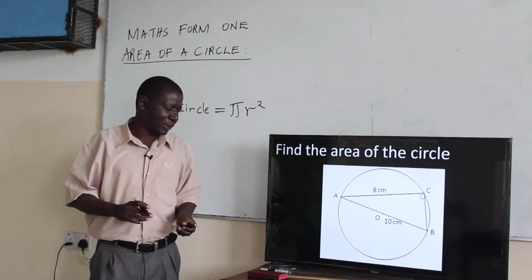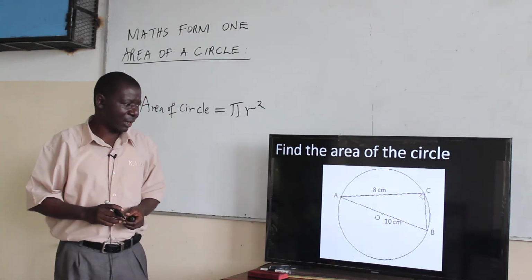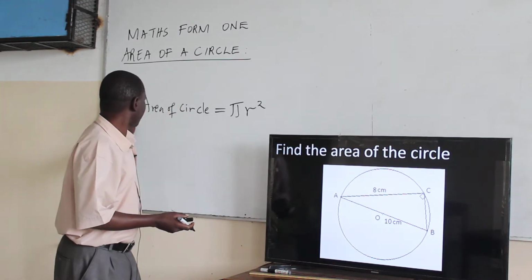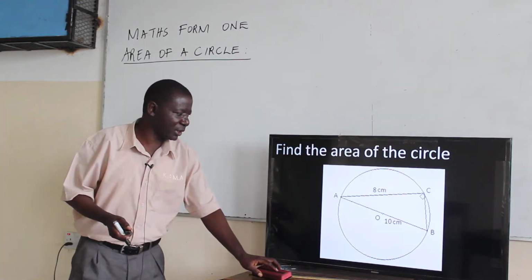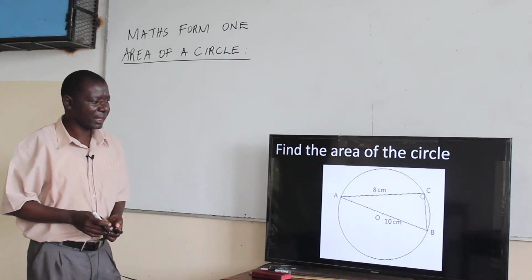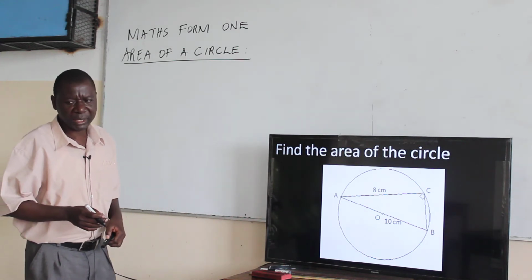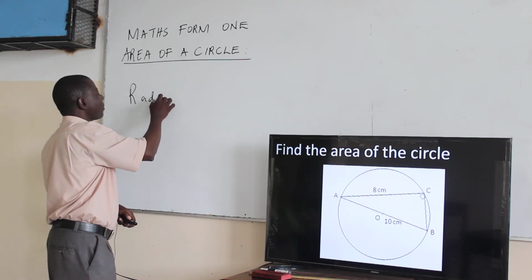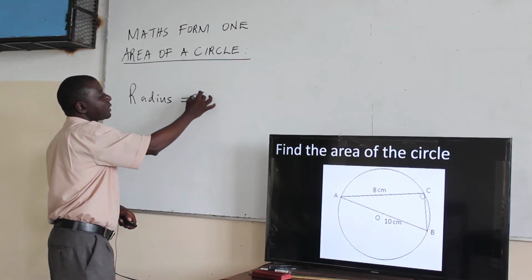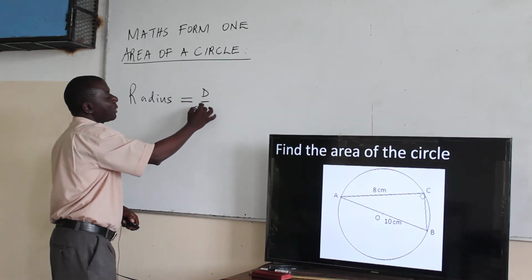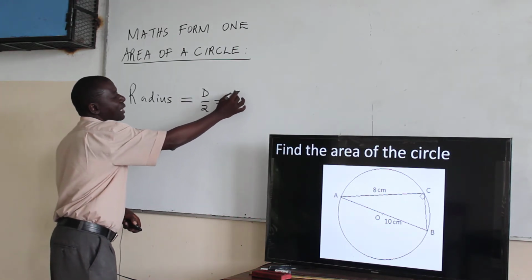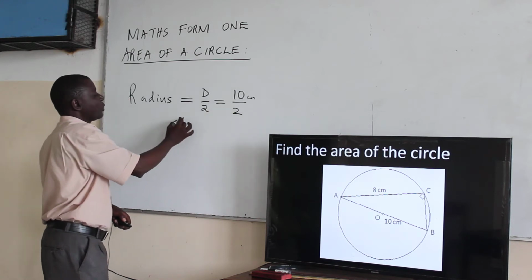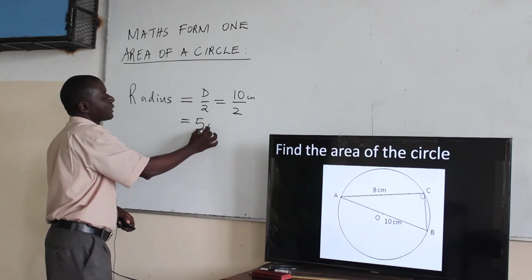Come back so that we look at the area of this circle. And as we have said, the area of the circle is given by pi r square. So what is the radius of that circle? The radius of that circle is the diameter divided by 2. The diameter is 10 centimeters, so divide by 2. So the radius will be the same as 5 centimeters.